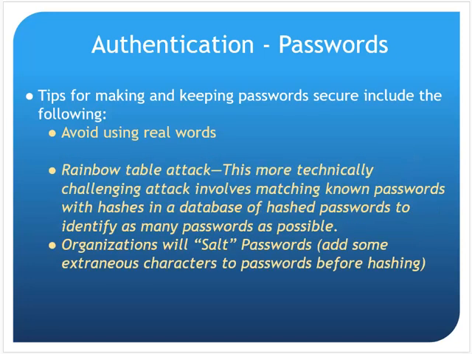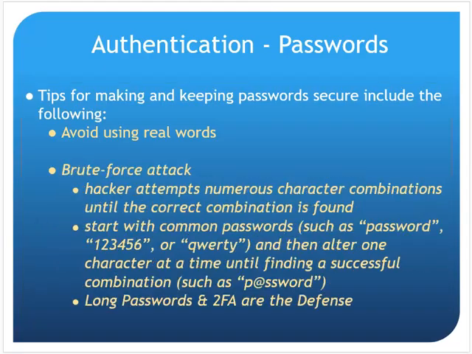A rainbow table attack is a little more technically challenging to do. However, it involves matching known passwords with hashes in a database of hashed passwords to identify as many passwords as possible. So again, people are trying to find the commonly used ones and see if that can be used to circumvent. Brute force attacking can also be done. Start with common passwords like password, all those listed top 20 passwords: password, 123456, 12345678, 123456789, QWERTY. Try all those first, and then start adding in combinations of the common substitutions that people do, like ampersand for A. Long passwords and two-factor authentication are the defense against that.